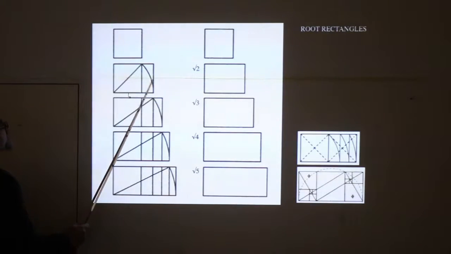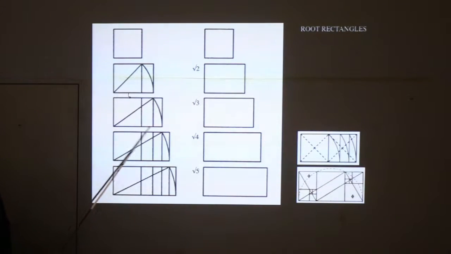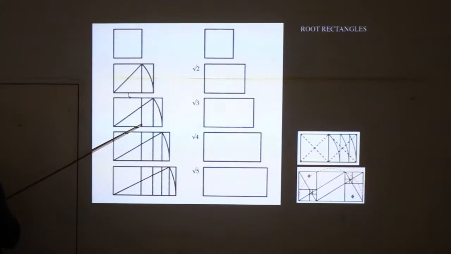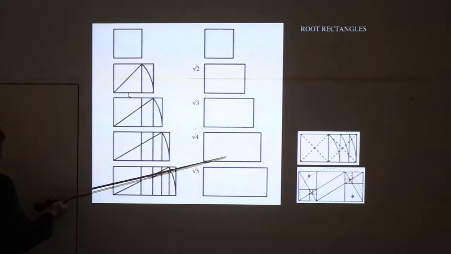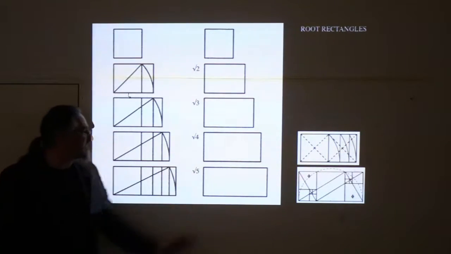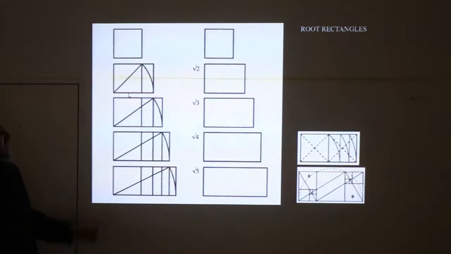Let's take the root 2 rectangle, which you have over here. Let's draw a new diagonal across the root 2 rectangle and bring it down. That gives us the root 3 rectangle. Let's repeat that step now with the root 3 rectangle. Draw a diagonal, bring it down, and that gives us the root 4, and so on into the root 5. It can go on infinitely, but they get smaller and smaller and smaller, so that really the root 5 rectangle seems to be pretty much the limit.